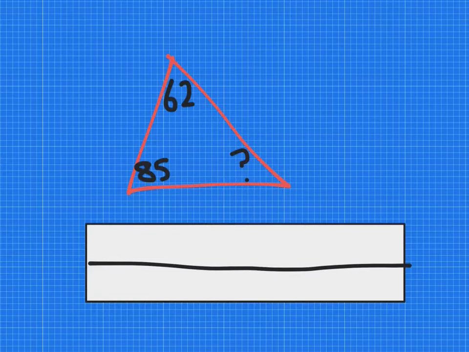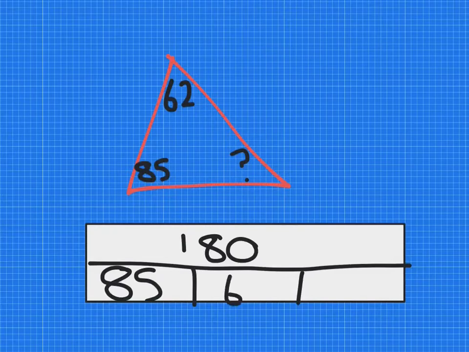You just have to remember that all of the angles inside of a triangle are going to add up to 180 degrees. So by using the bar modelling method again, we're going to put 180 at the top because we know that's the total that the angles will add up to. This time we've got three angles. We've got one that's 85, we've got one that's 62. Now, we need to find out the combined value of those two angles.